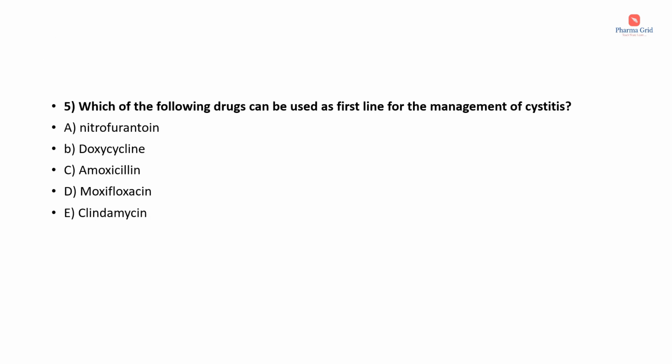Which of the following drugs can be used as first line for the management of cystitis? The options are nitrofurantoin, doxycycline, amoxicillin, moxifloxacin, clindamycin. So cystitis is the inflammation of the bladder usually caused by a bladder infection. It's a common type of urinary tract infection, particularly in women. So here the correct answer is option A, that is nitrofurantoin. That is, nitrofurantoin can be used as the first line for the management of cystitis.